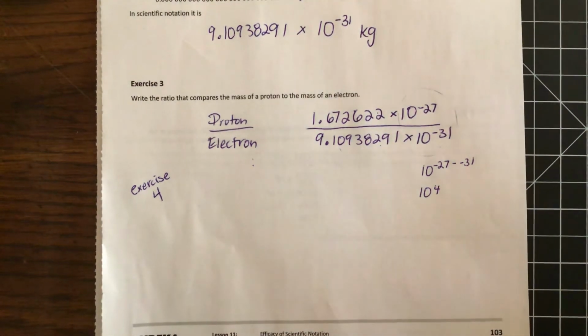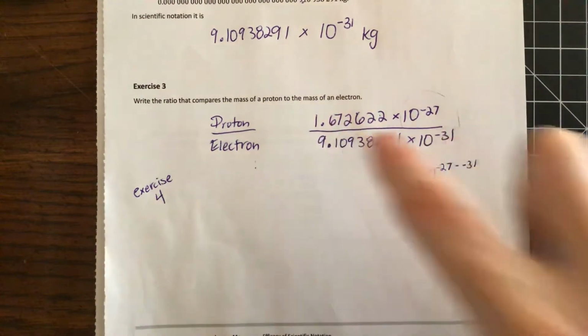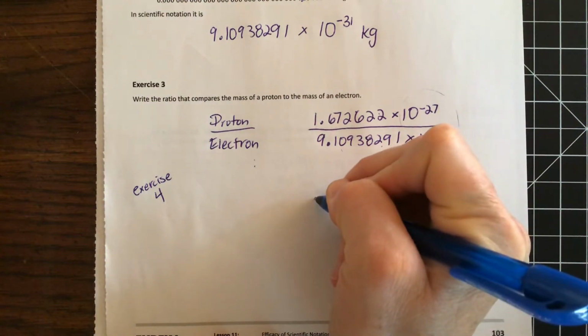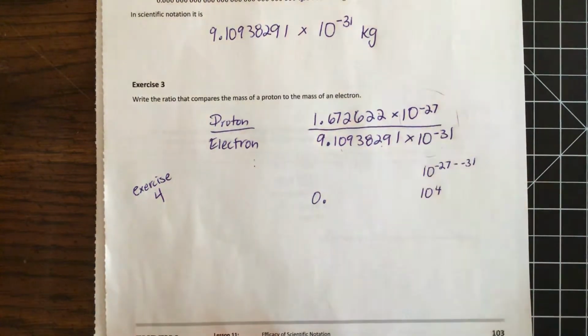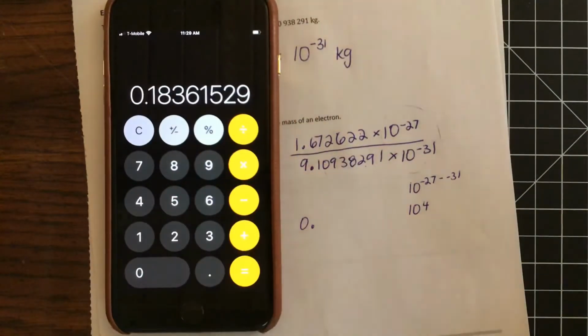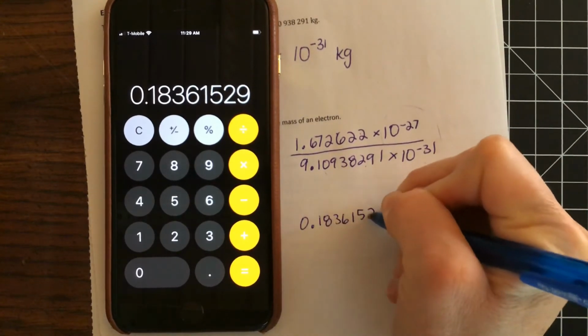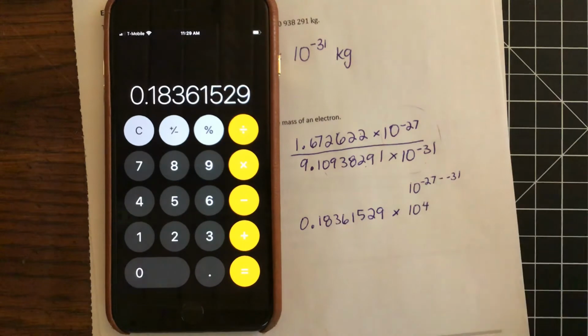Okay, if I divide 1.67, oh my goodness, that's a big number. I'm just putting in my calculator right here. 1.672622 divided by 9.1093829. It is equal to a fun number. That fun number is 0. I'm just going to put it here just so I could see it. 0.1836159 times 10 to the 4th power.